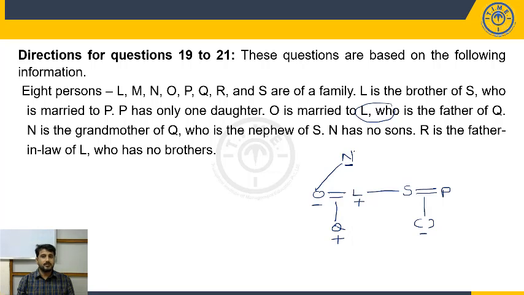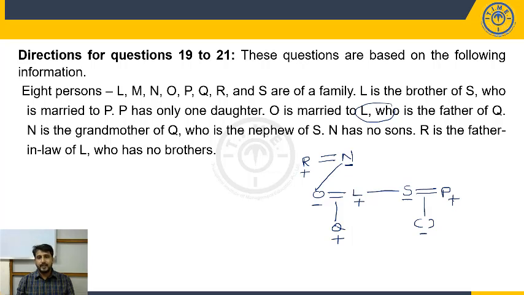N is Q's mother's mother. Next, R is the father-in-law of L, meaning L's spouse's father. So O's father will be R. So N and R are a couple. N is female, so R is male. L has no brothers, so L's sibling S will be female. So when S is female, P will be male.